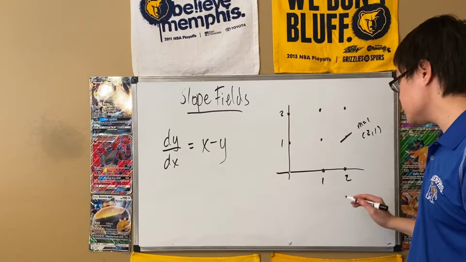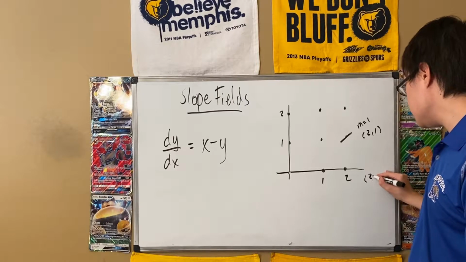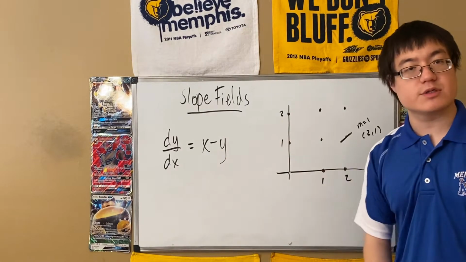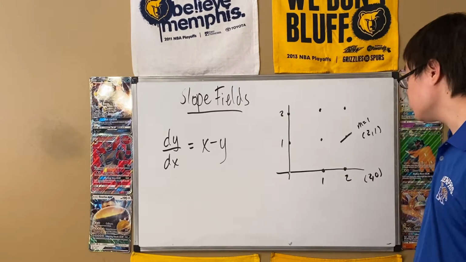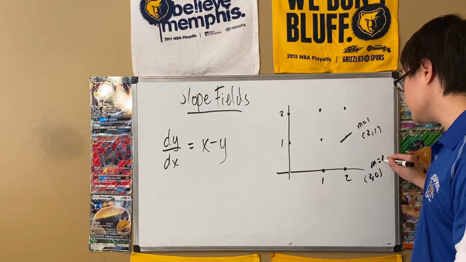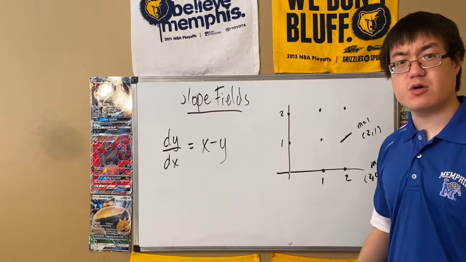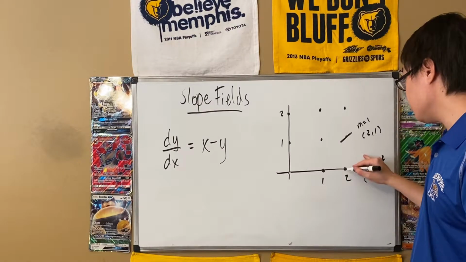Let's start doing some more points. Now we have the point (2, 0) here on the bottom. Again, all we're going to do is plug it into the function. 2 minus 0 is 2. So we want to have a slope of 2 in this case. How do we distinguish between slope 1 and 2? Well, we just want to make it a little bit steeper.